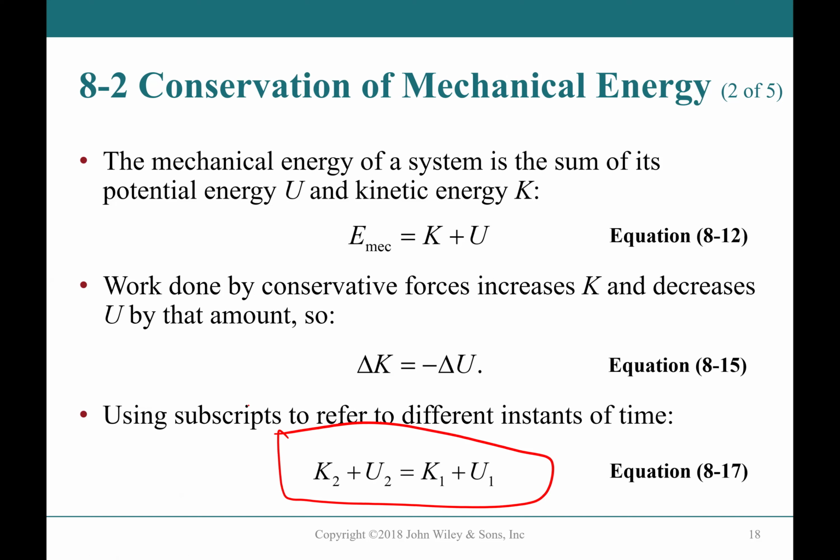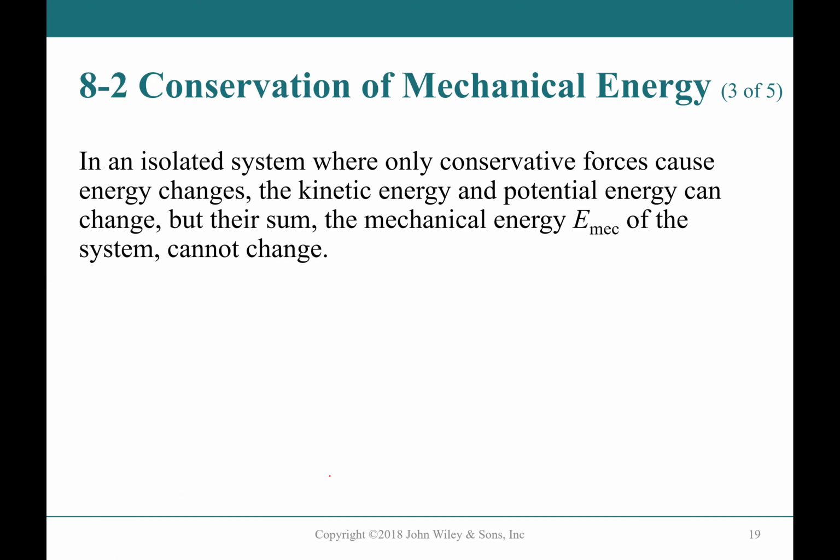So conserved means these two can be transferred from one to another, but the total will be the same, okay? So that's why we have this definition here. What is conservation of energy? It's in an isolated system where only conservative forces cause energy change, so only spring force or gravitational force. The kinetic energy and the potential energy can change, but their sum, the total mechanical energy of the system, cannot change. So E equals K plus U equals a constant.